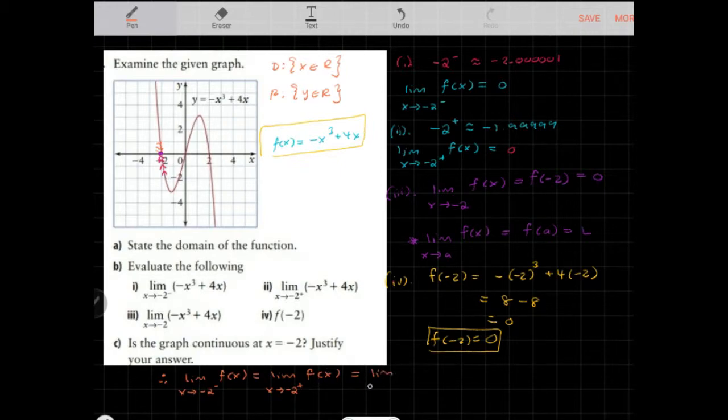The other criterion is that the original limit, x approaches -2 of f of x, should be equal to f of -2, which is equal to 0. So because all of these values are equal to 0, therefore x equals -2 is continuous. So this is like your final statement that proves that the point itself is continuous, and all of these limit criteria have to be met.